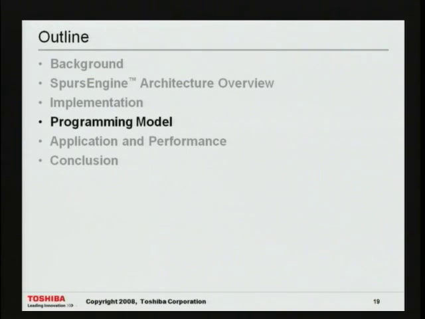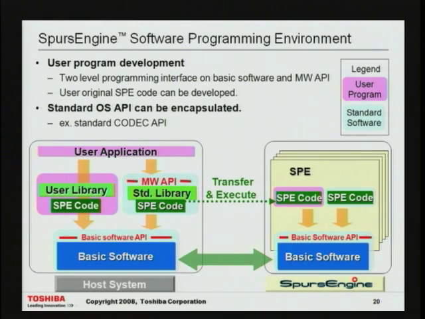So next, I would like to talk about the programming model of SpursEngine. Here's the programming hierarchy of SpursEngine. The system software for the host system and SpursEngine is provided by Toshiba as firmware or OS driver. Some libraries and SPE code are also provided. A user programmer can develop his program by using these APIs, and he can also develop by using SPE programs.